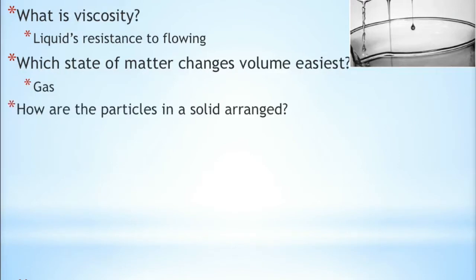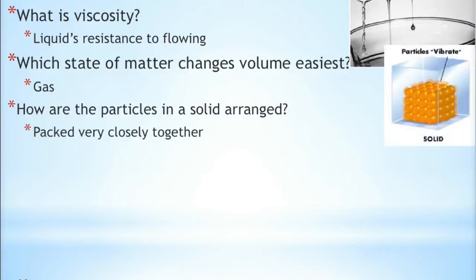How are the particles in a solid arranged? Packed very closely together. They do vibrate back and forth, but they are packed very closely together. A lot of times you'll even see a line drawn between them to show that they are holding together, so to say. So you can see here in this picture, they're going to be packed together. They can have space between them, but they're going to have that little line showing that they are arranged in a pattern.